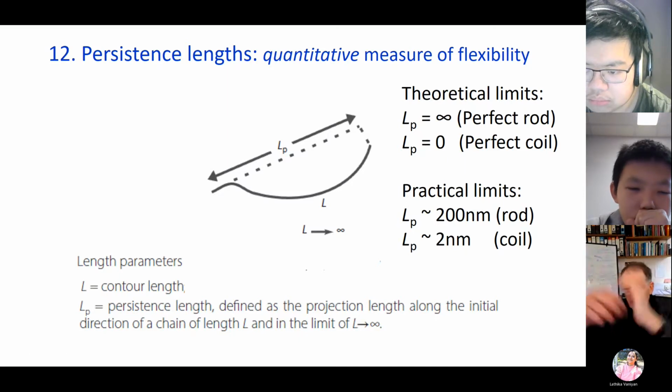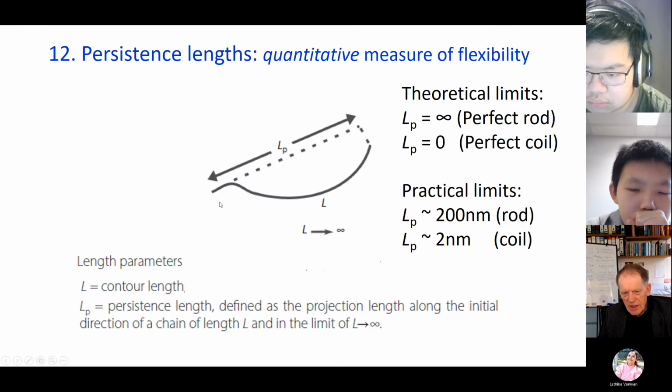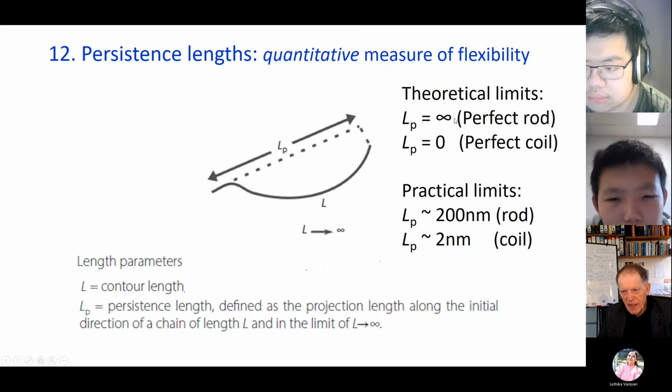If this was a perfect rod molecule, then it would stay in the same direction. It wouldn't deviate in solution. It wouldn't change its orientation. It wouldn't change the way the chain is arrayed. It would stay in the same direction. So in the limit that the contour length goes to infinity, then the persistence length would be infinity. So the theoretical limit for a perfect rod for the persistence length is infinity.